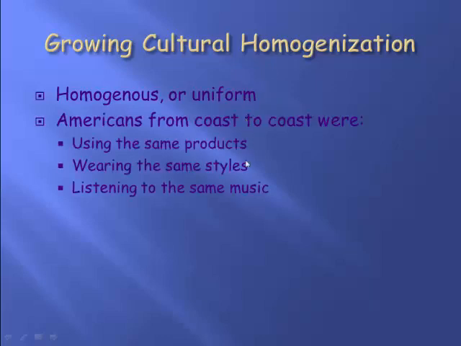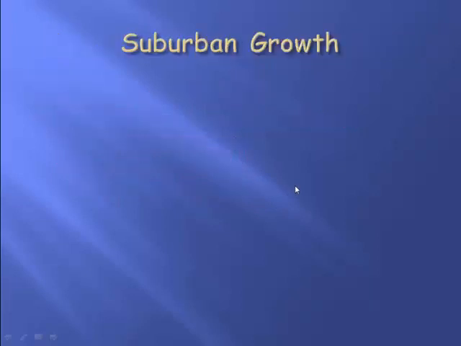If you ever see this word homogenization, it basically means that everything is the same in society. So it's uniform, or the sameness you'll see throughout society. Basically what we see is that Americans from East Coast to West Coast were using the same products, wearing the same styles, listening to the same music, creating this kind of common culture in the 1920s. And the music, of course, would be jazz, ragtime, and blues.